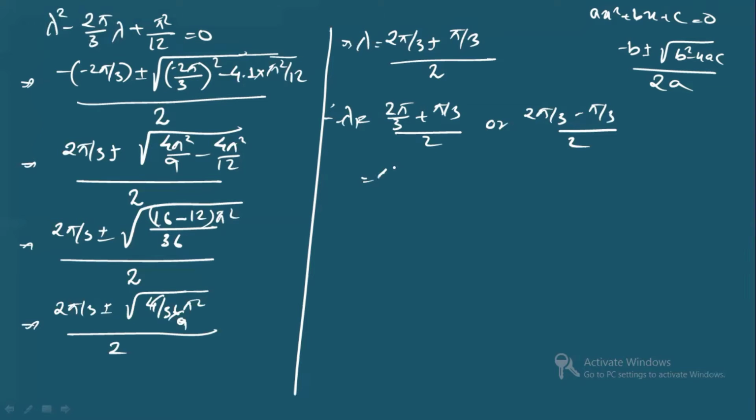So if you see here, this will give you 3 pi by 3. So this is pi by 2. Or when you do this, it will give you 2 pi by 3 minus pi by 3 by 2, which is just pi by 6, right? So pi by 6 is less. So I'm writing lambda 1 to be pi by 6 and lambda 2 to be equal to pi by 2. So these are the two values of lambda 1 and lambda 2.